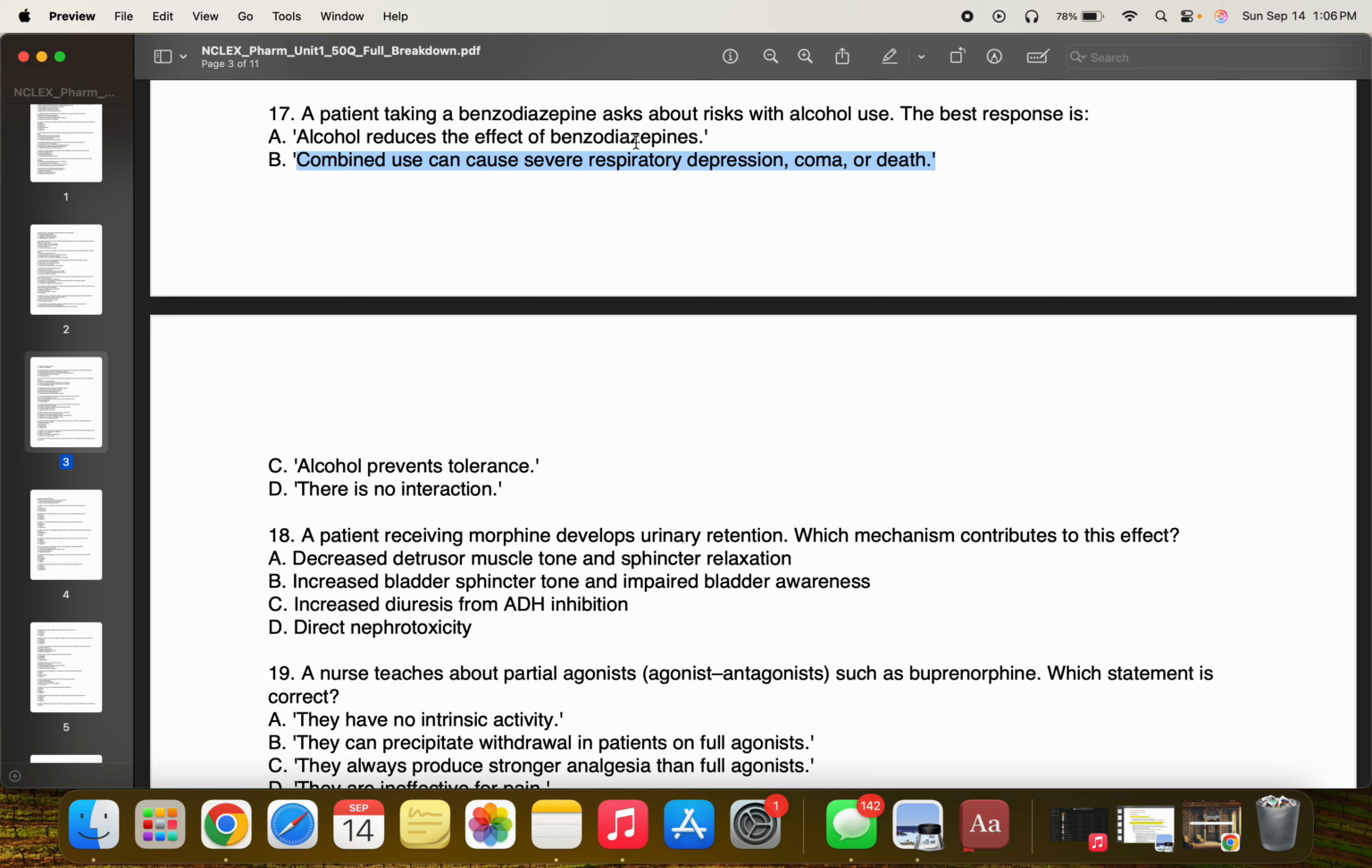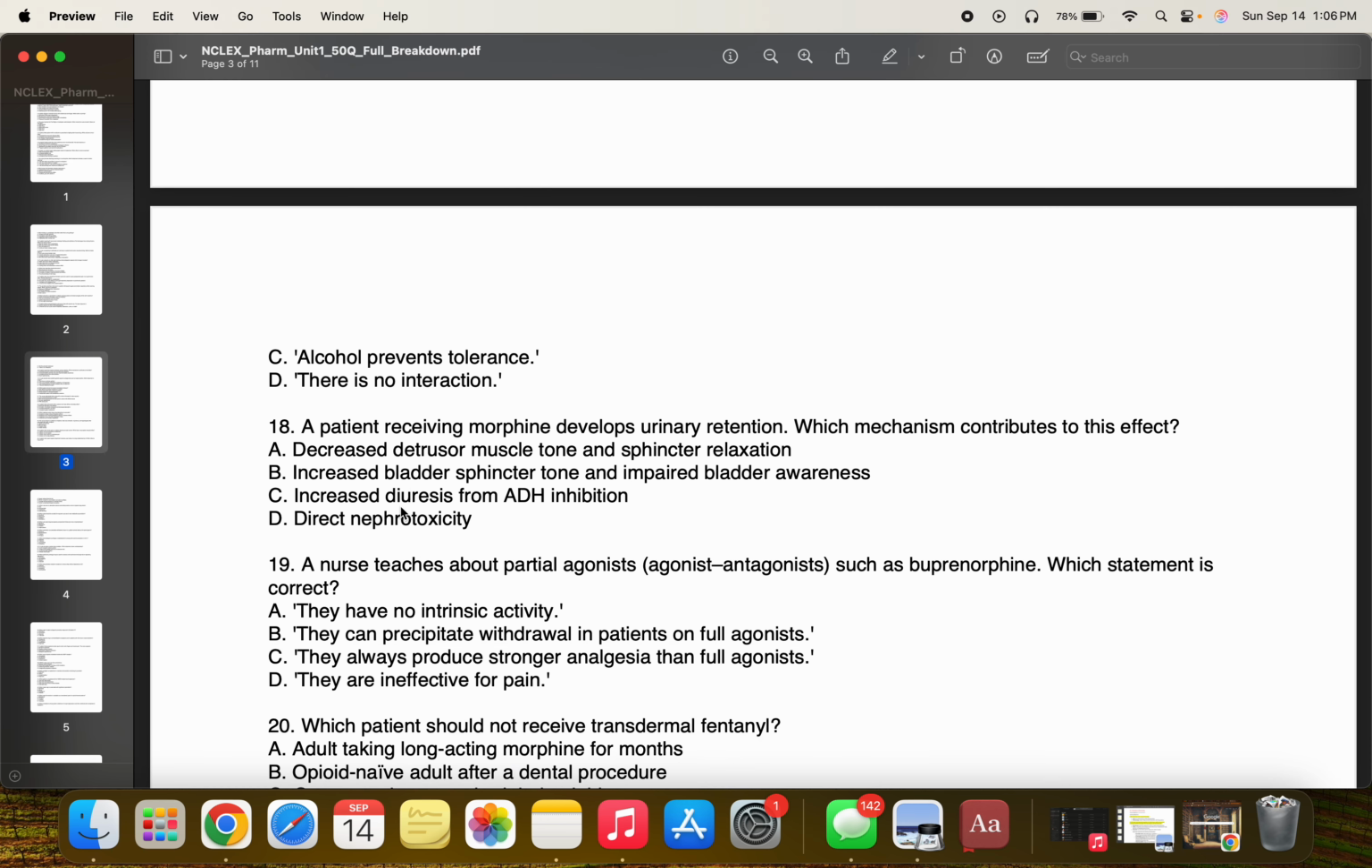Patient receiving morphine develops urinary retention. Which mechanism contributes to this effect? Decreased detrusor muscle tone and sphincter relaxation, increased bladder sphincter tone and impaired bladder awareness, increased diuresis from ADH inhibition, or direct nephrotoxicity. This is your answer.